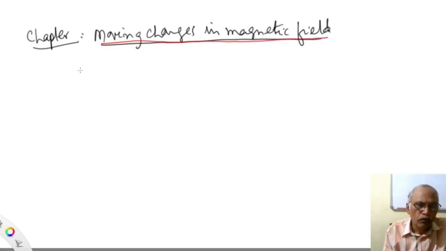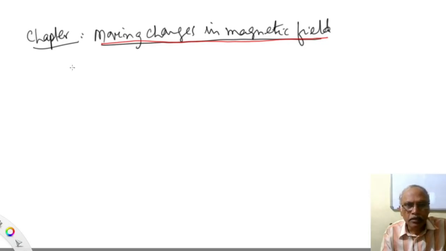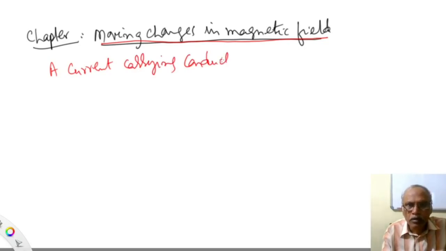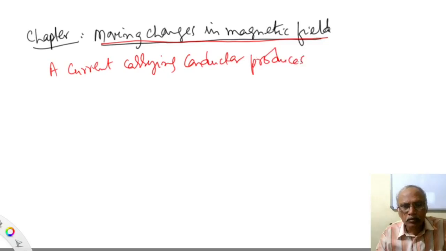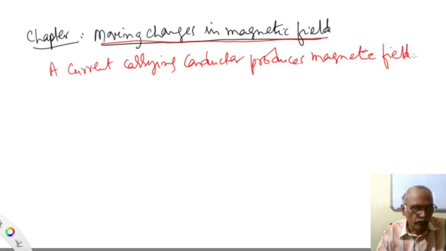You see, magnetic field, that is, a current carrying conductor produces a magnetic field. A current carrying conductor produces what? Magnetic field. It produces a magnetic field.